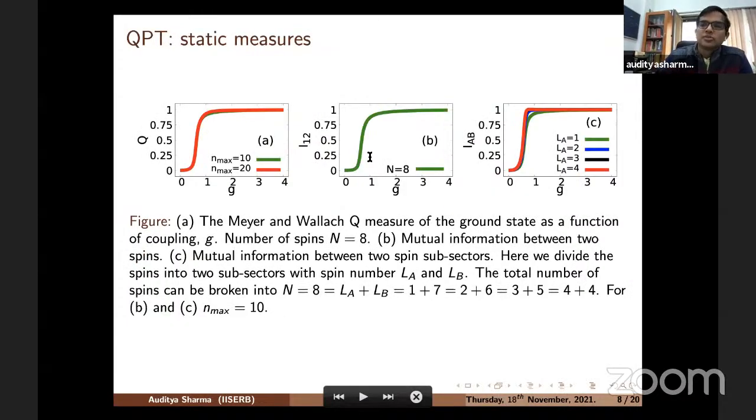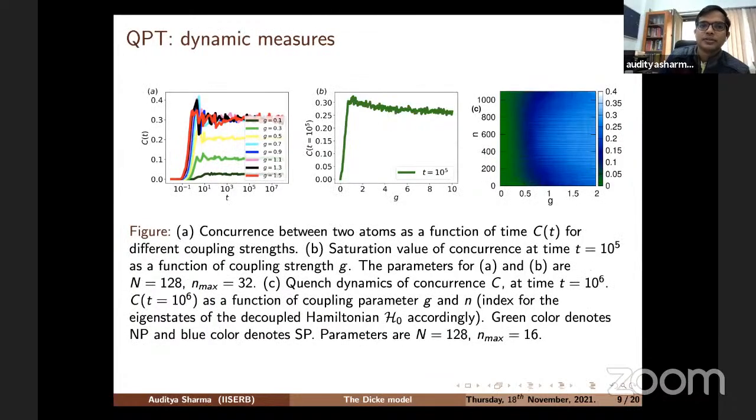And then there's a couple of allied measures, which I'll quickly rush through because I want to get to the next point. So basically, you can study the so-called Mayer-Wallach measure, which is like the purity of the state. And again, these things, studied in the ground state itself, show you that roughly the state is localized in the normal phase, whereas in the superradiant phase it's delocalized.